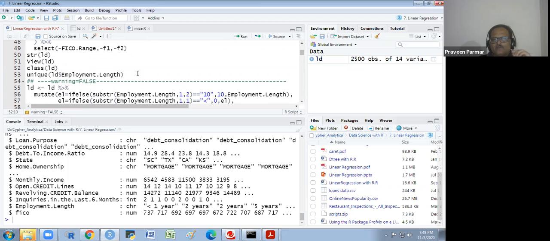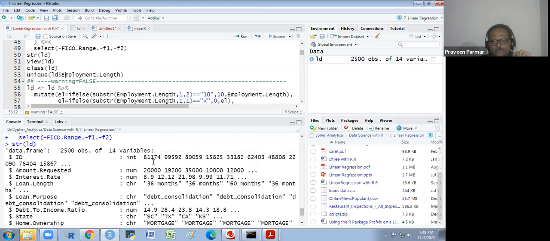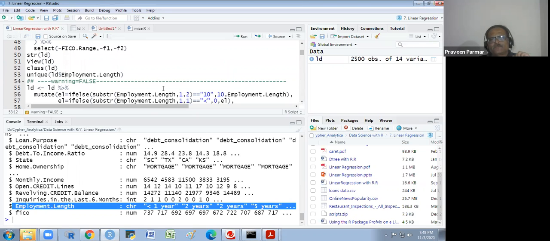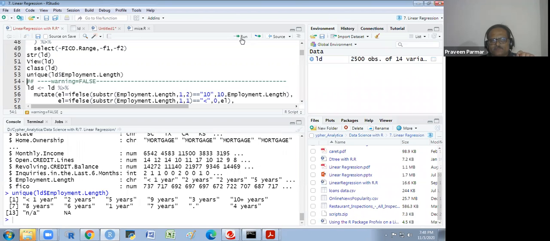I will show you now the next column we are taking, employment length. This one. So I will show you how many unique values are there in employment length. You see, we have so many unique values. There are so many categories. Less than 1 year, 2 years, 5 years, 9 years, 3 years, 10 plus years, 8 years, 6 years, 1 year, 7 years, 4 years, N/A. We have 14 categories here.